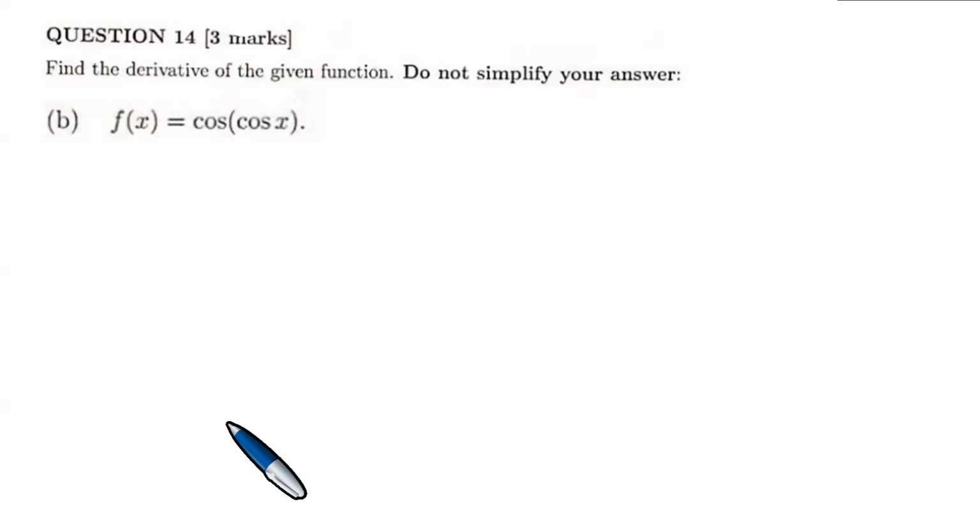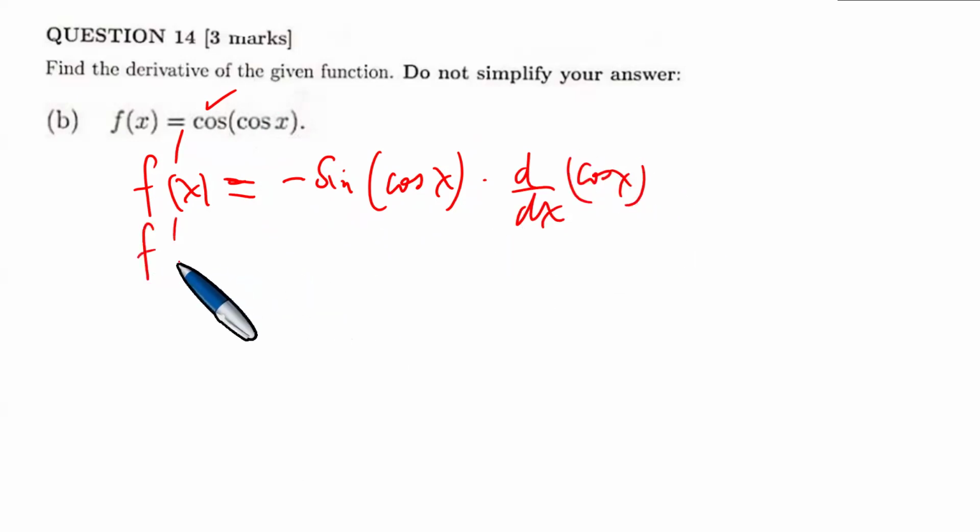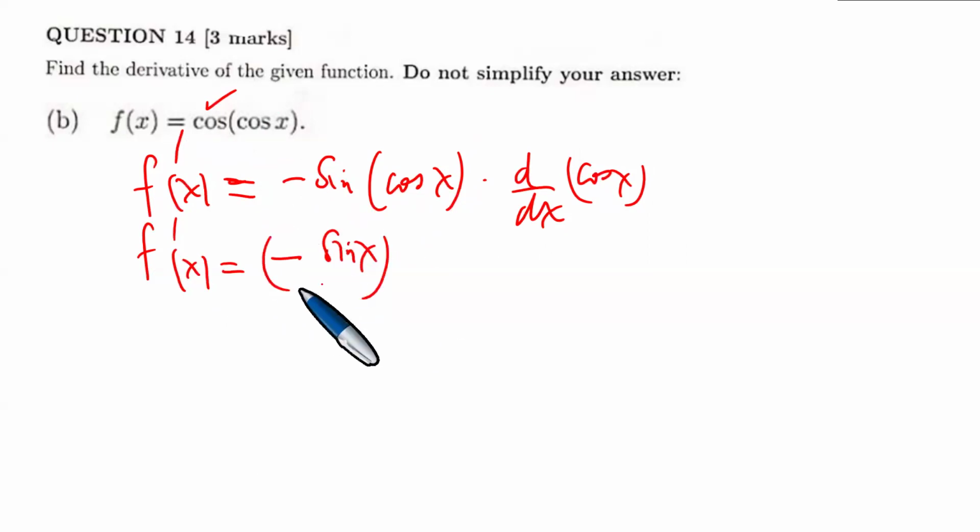Right. I got negative sine of cos x plus cos of negative sine x. F prime would be, first, we find the derivative of the cosine, this one here, and its derivative is minus sine. We'll leave the interior like that. We multiply by the derivative of cosine x, which is minus sine x, minus the sine of cosine x.